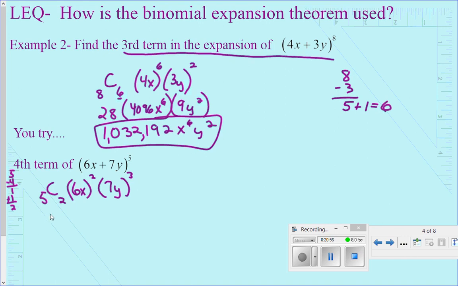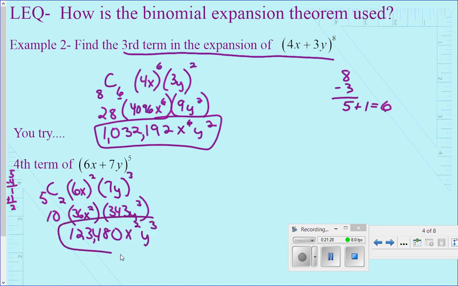So 5C2 equals 10. 6 squared is 36, x squared. And the next thing I have there is 7 cubed, which we know is 343, and then y cubed. So now I'm going to multiply 10 times 36, which is 360. 360 times 343 gives me 123,480. And then I have that x squared y cubed. And that is my fourth term. Okay.